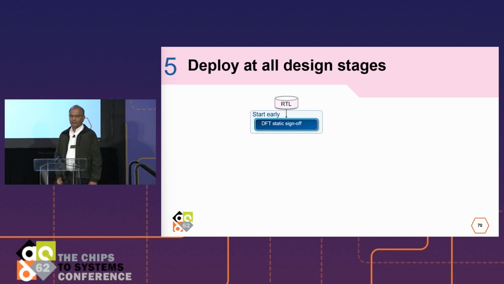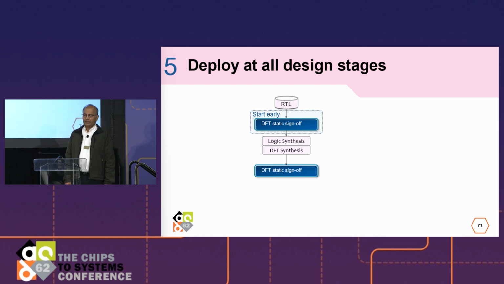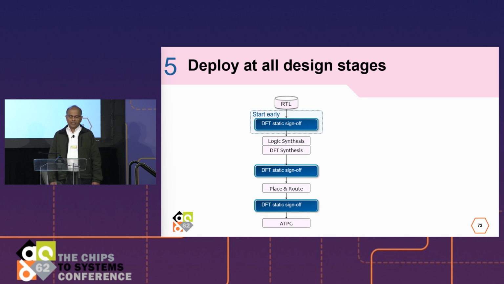Number 5, DFT static sign-off that checks the design with all its DFT constraints for every test mode should be deployed throughout the design process, from early RTL, then after DFT synthesis, and also after place and route.